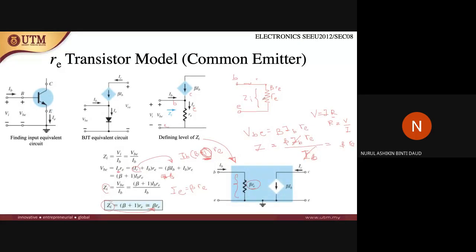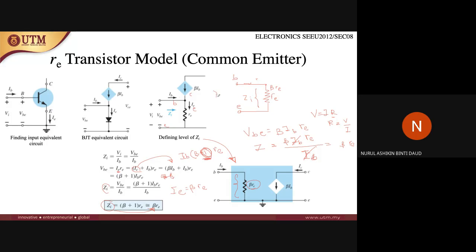Be careful that it is not the same as a resistor. Resistor is only the resistor at the emitter, but impedance is the total effective resistance at this part. So that's why it can be represented as beta RE here. It represents the total effective resistance at this part. Okay, so that is clear for the input.